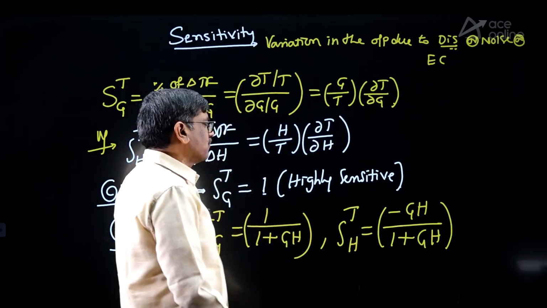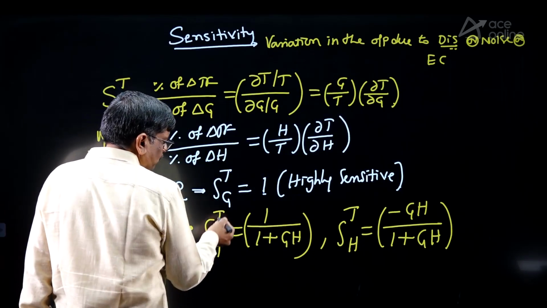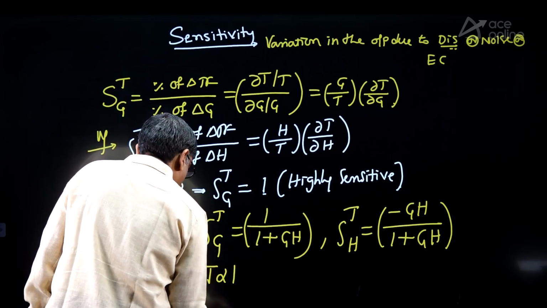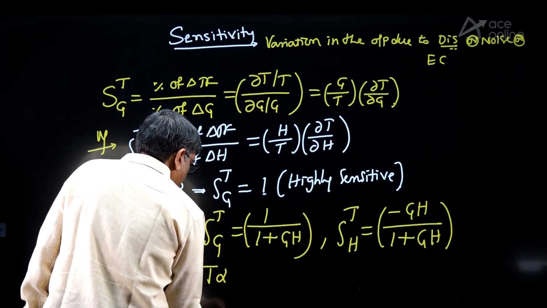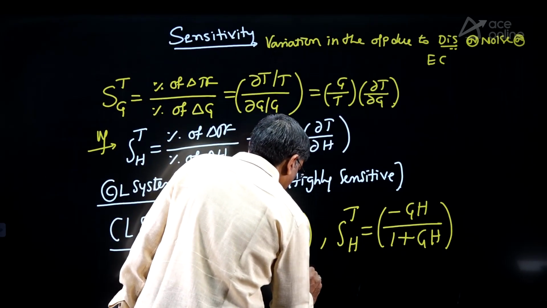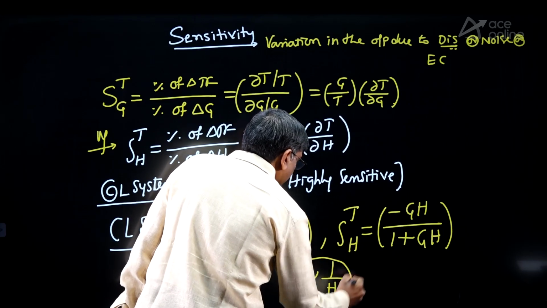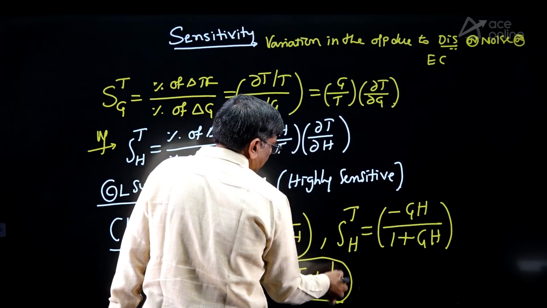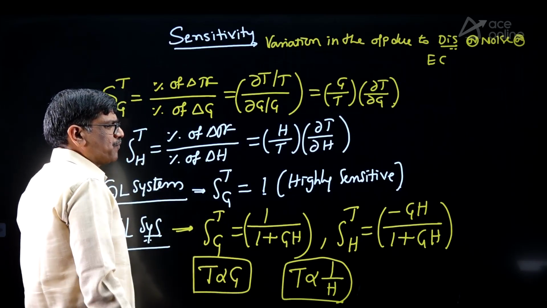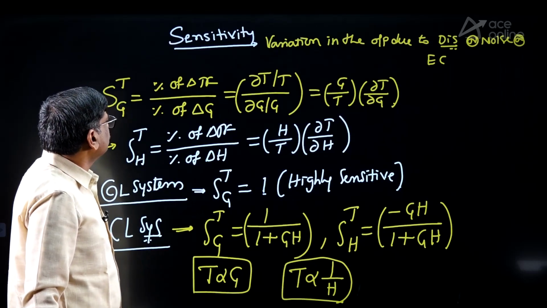The negative sign indicates that H and T are inversely proportional. The positive sign indicates that G and T are proportional. T is proportional to G, whereas T is inversely proportional to H. The negative sign indicates inversely proportional. Here no sign means positive. That means T is proportional to G. Okay? Solve this question, all of you.